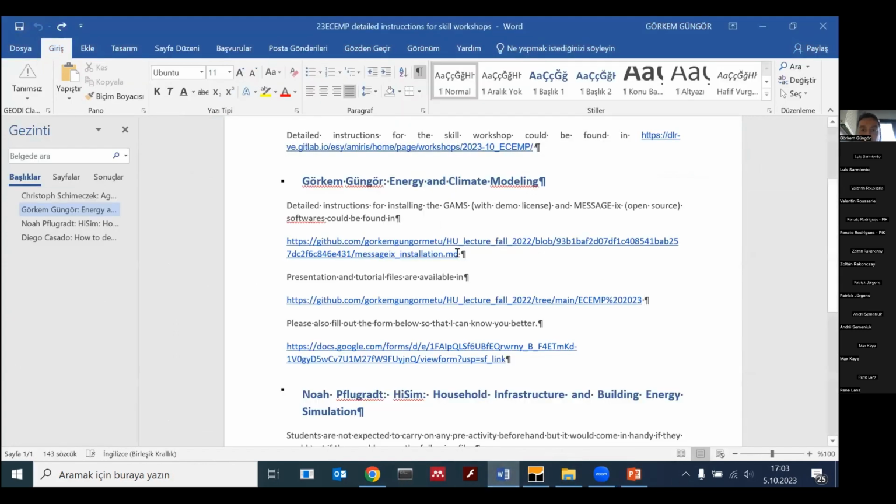And in the guide, I included instructions for installing GAMS. GAMS is a solver which is required to do the optimization solving. There are also other optimization software, but the one I will be showing, MessageIX and the other simple example, will be using the GAMS simplex solver. And I don't know if you have installed it.